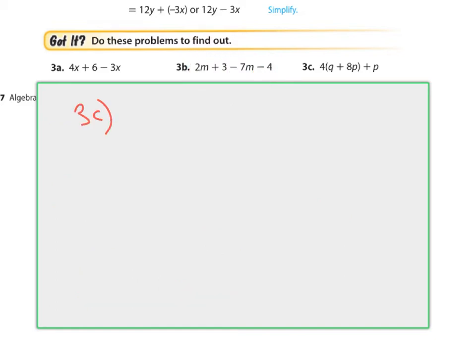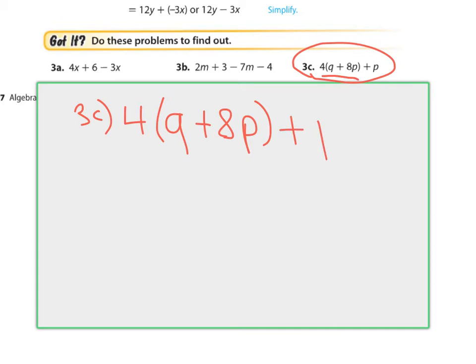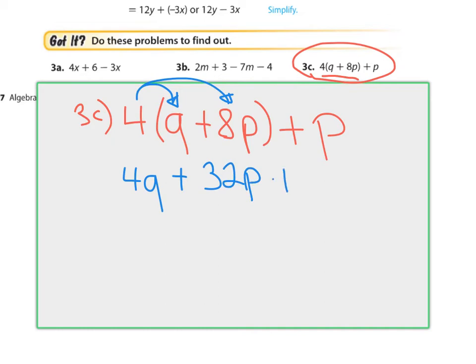And now for 3c. You can see here we're being given an opportunity to use the distributive property. And let's do that. Let me write the question down first. 4 times q plus 8p, so there's 4 of those, plus p. Okay. 4 times q and 4 times 8p. 4 times q will give me 4q, plus 4 times 8p will give me 32p plus p. Remember this last p has a 1 in front of it. So it's 32p plus 1p.